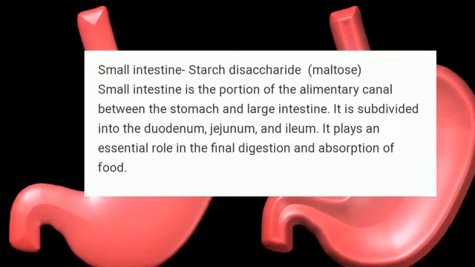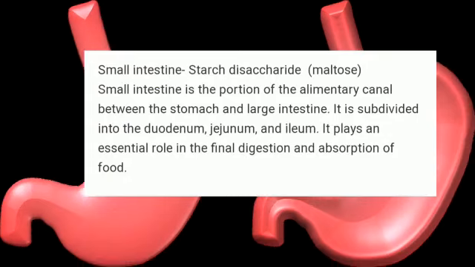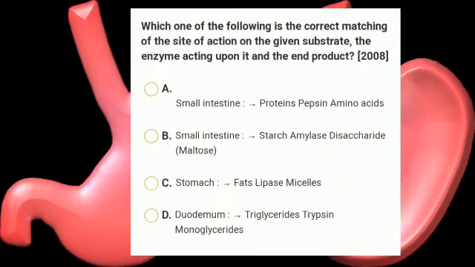The small intestine is the portion of the alimentary canal between the stomach and the large intestine. It is subdivided into duodenum, jejunum and ileum. It plays an essential role in the final digestion and absorption of food. The right answer is small intestine, starch, disaccharide maltose, which is digested here. So option B is correct.